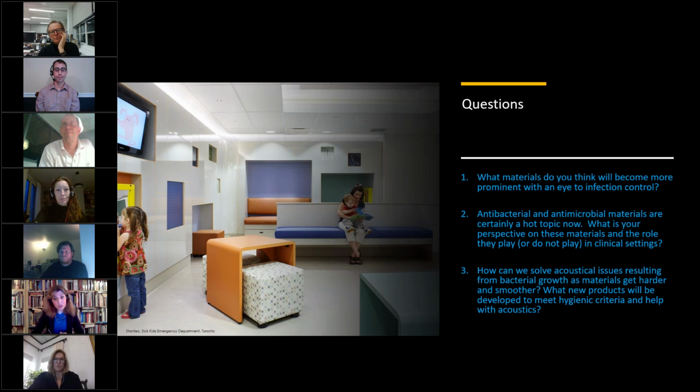Interesting is also the question, unfortunately Mai is not in the conversation, but if we use too many smooth and hard materials to meet the infection control requirements, how do we deal with the acoustics? We don't use any carpet anymore. In certain countries, we use carpet in waiting areas, not in the UK. So are we capturing everything with the ceiling? Or this is an interesting question. So we need to be careful how we deal with acoustics. Any opinion on that from the panel?